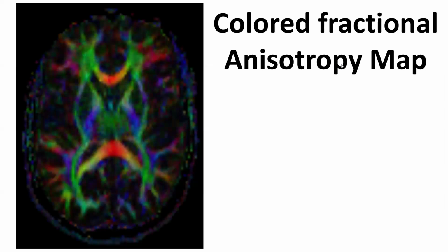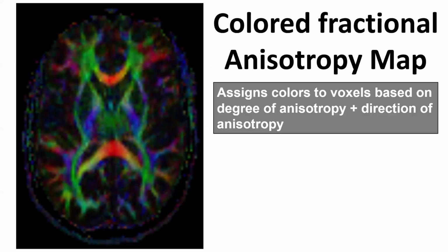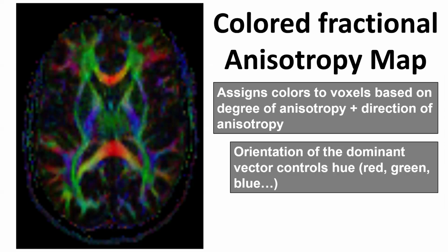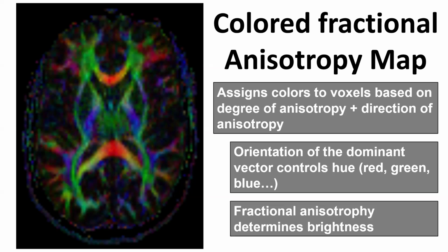Based on these fractional anisotropies, we can create color maps, and you probably know them. They are quite nice to look at, and we basically assign colors to voxels based on two things: the degree of anisotropy and the direction. So basically the orientation of the dominant diffusion vector controls the hue, whether we're looking at shades of red, green, or blue, and the degree of fractional anisotropy will determine the brightness. The higher the fractional anisotropy is, the brighter the colors will be.